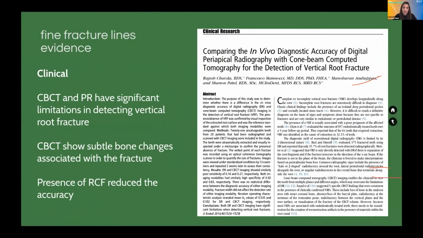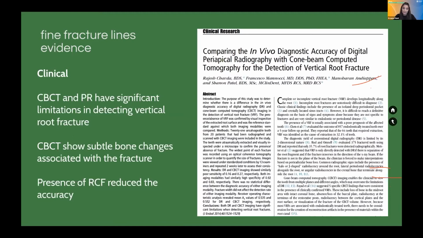Now, there is some evidence that cone beam CT can detect fractures in teeth. But that really is only true for big fractures. So similar to the one that I showed you, we can see large fractures with a cone beam CT. However, fine fractures we can't see. So if a patient has a very hairline crack in a tooth, don't expect to see that on a cone beam CT. It is a big limitation for cone beam.